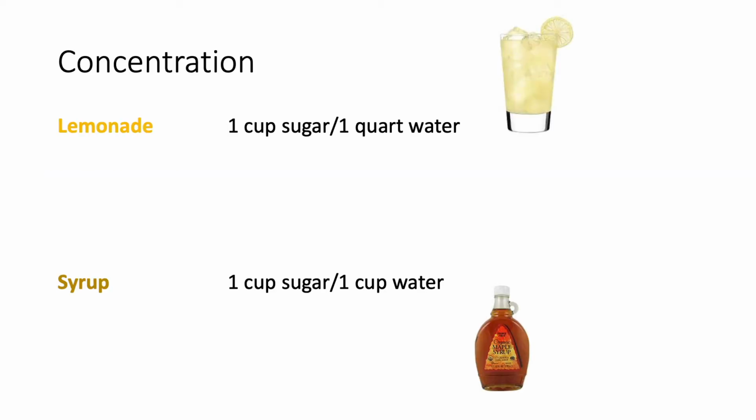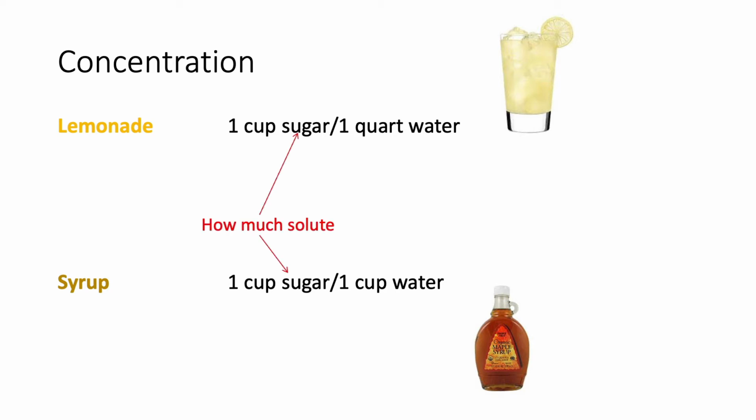So if you think about the concentration of sugar in the two solutions we were talking about earlier, if you want to make lemonade from lemons rather than from a mix, you might use a cup of sugar to 1 quart of water. Whereas with maple syrup, obviously if you're buying real maple syrup, you don't make it, but if you're poor and you have to make fake maple syrup, which is what happened when I grew up, you basically put 1 cup of sugar in a cup of water and then add your maple flavoring.